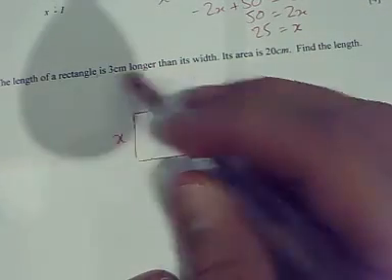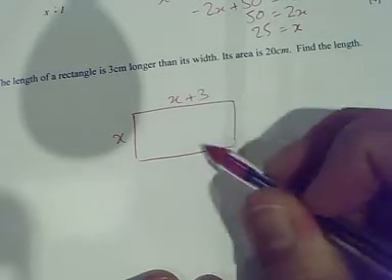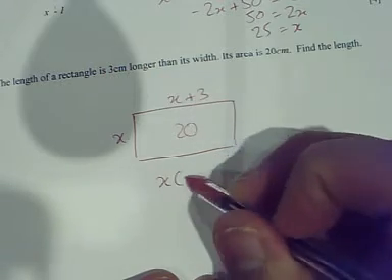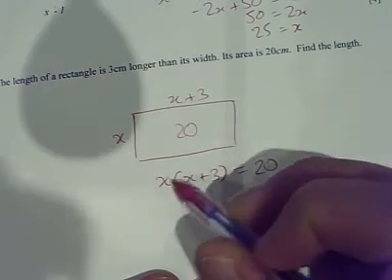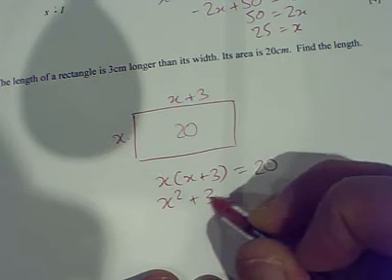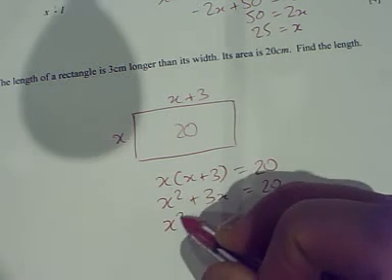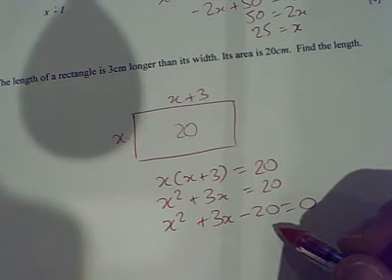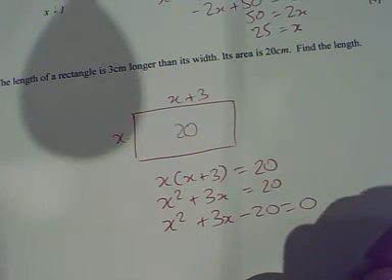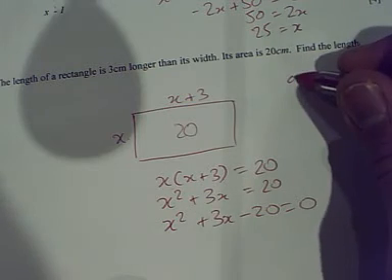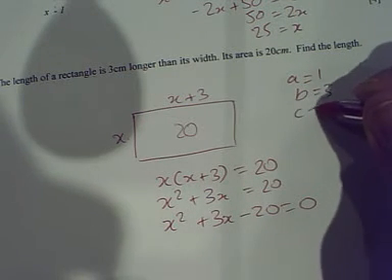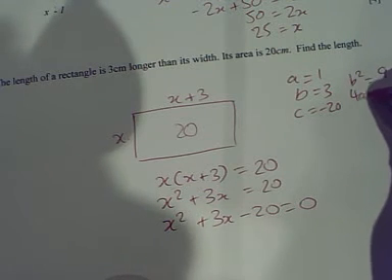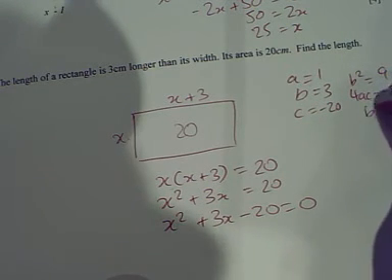And similarly, here's another contextualized question. What I mean by that is a wordy question. The length of a rectangle is 3 centimeters longer than the width. So if we call the width x, the length is 3 centimeters longer, so it's going to be x plus 3, and the area is 20. So that times that, which is how we get the area, equals 20. Multiply out the brackets, make it equal to 0, and then does this factorize? No, it doesn't.